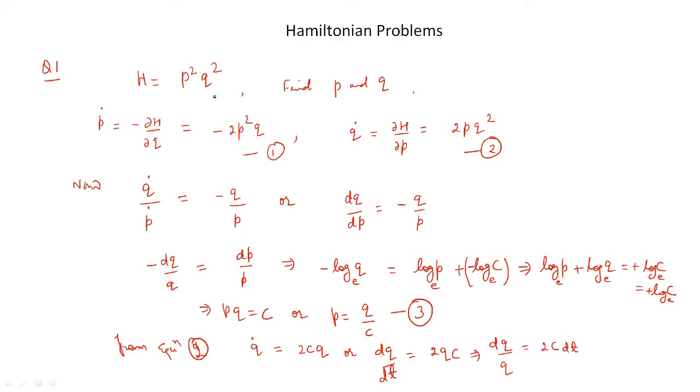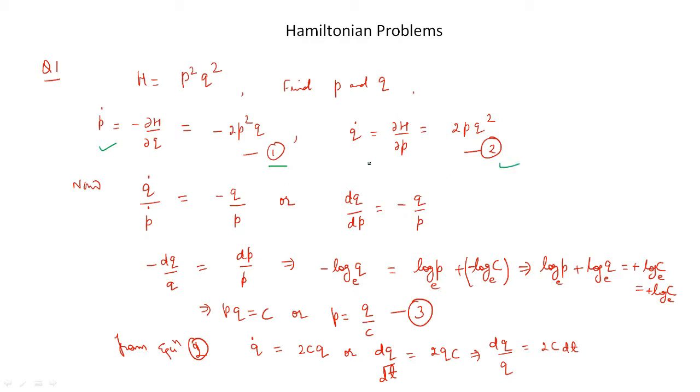Now you know from the Hamiltonian equations that p dot is equal to minus ∂H/∂q. So if you find ∂H/∂q from here, then it comes out to be minus 2p²q. Let us say it is equation number 1. Similarly, you can find q dot. You know that q dot is equal to ∂H/∂p. This is from the Hamiltonian equations, and it is equal to 2pq² when we differentiate with respect to p, and it is equation number 2.